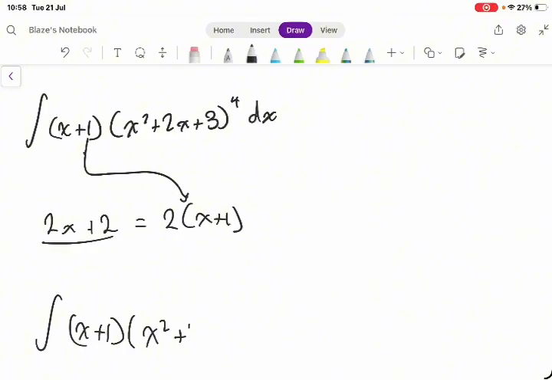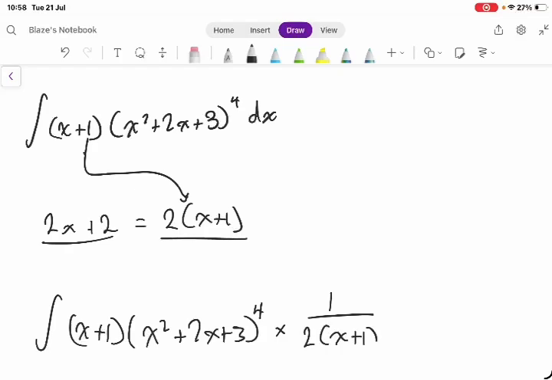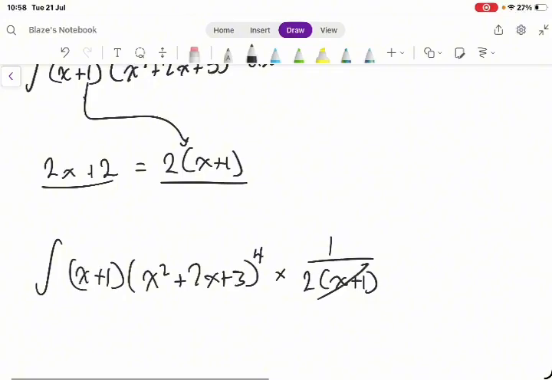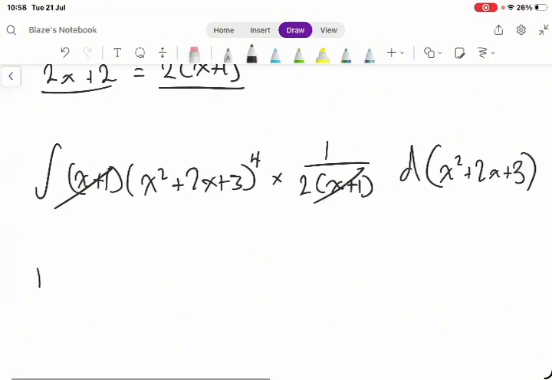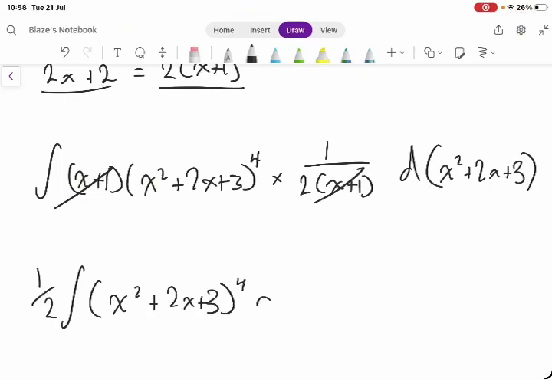x squared plus 2x plus 3 to the 4 times by 1 over, and I'm going to use the factorized form, 2 times x plus 1, because then these cancel out nicely. And remember, it's with respect to the thing we differentiated. So x squared plus 2x plus 3. Brilliant. The 1/2 we can bring out the front. So 1/2 integral of x squared plus 2x plus 3 to the 4 d x squared plus 2x plus 3.